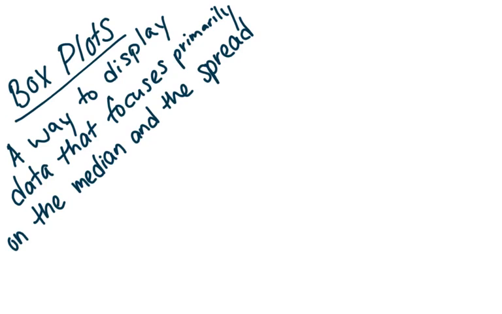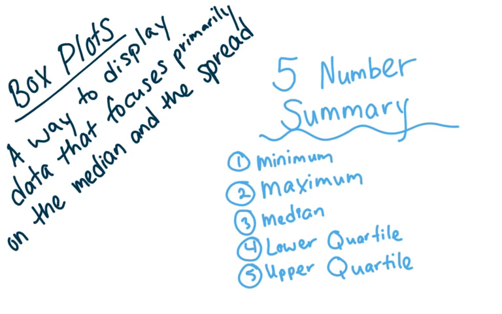Today we're going to talk about box plots. Box plots are a way to display data that focuses primarily on the median and the spread. In order to create a box plot, you will need to be able to calculate a 5-number summary. The 5-number summary is a lot more simple than it sounds. You need to find the minimum and maximum of the data, the median, and the lower and upper quartile.